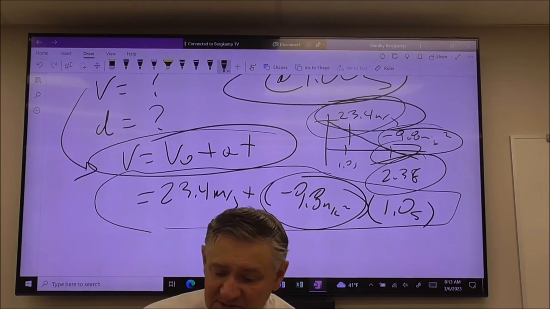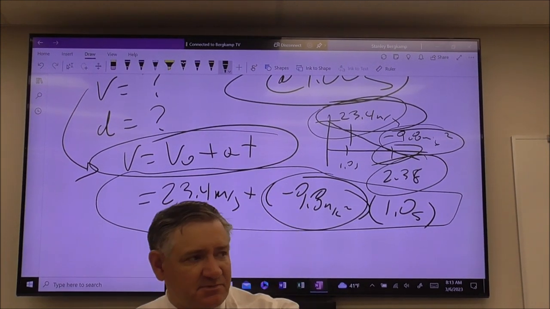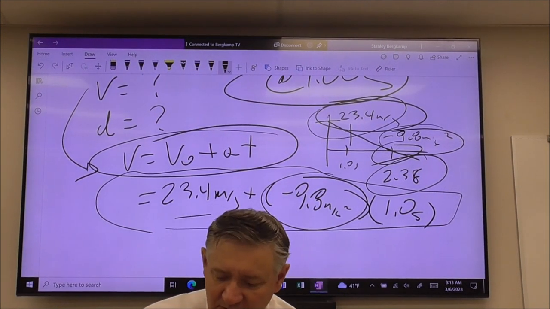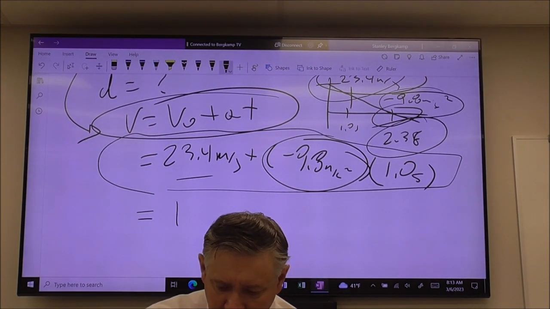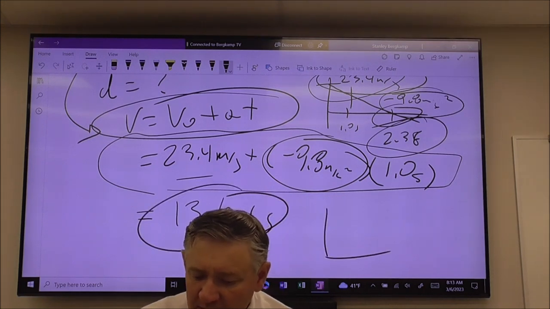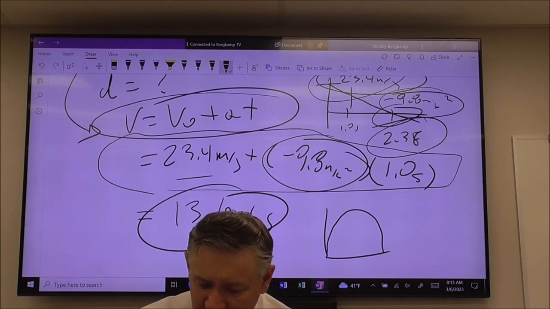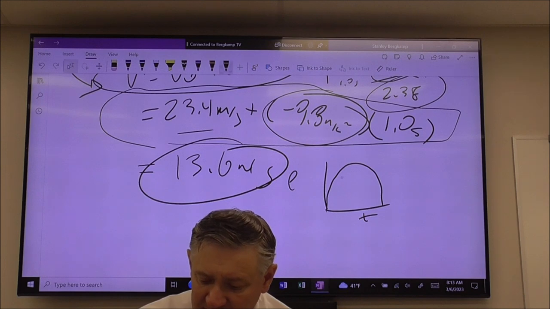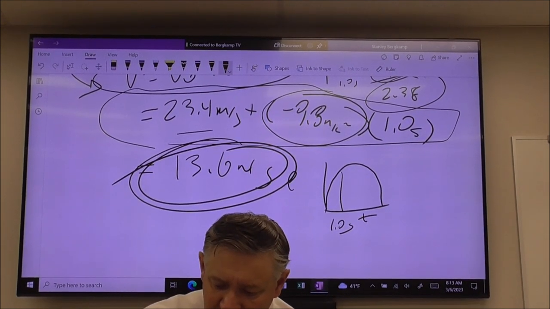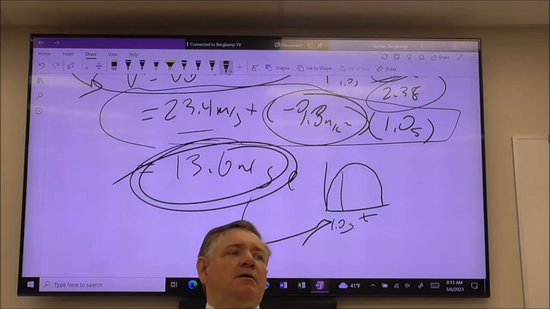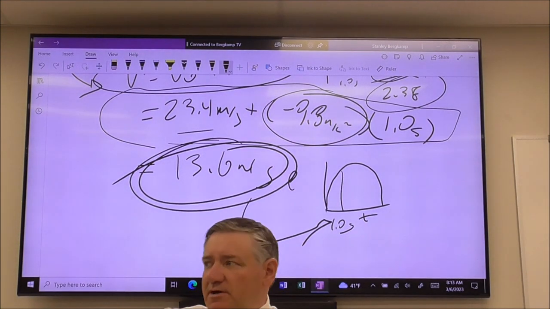So basically, the short version is, take 23.4 and subtract 9.8. So, Carson, what do you get if you take 23.4 and subtract 9.8? 13.6. Meters per second. Okay. Now, if you're on the position time graph, oh, let's go old school. How does that 13.6 match and play out with that 1 second mark?